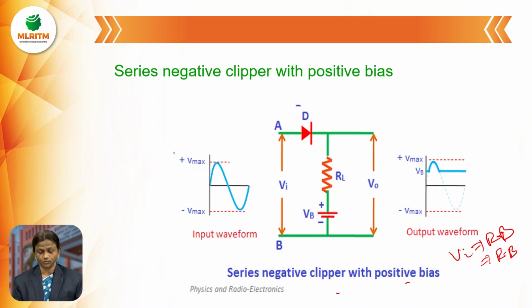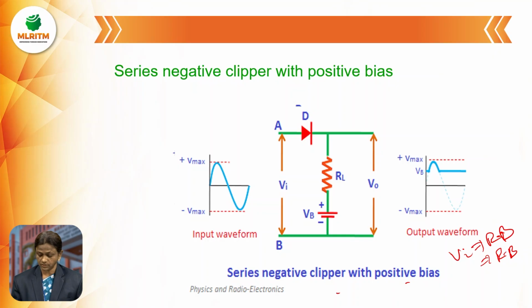Why? Because due to VI, the input voltage, and due to the biasing voltage, diode D is in reverse bias during the negative half cycle. That's why at the output side, the total negative half cycle must be cut off. That portion must be represented using a dotted line. So this is about the series negative clipper with positive bias.